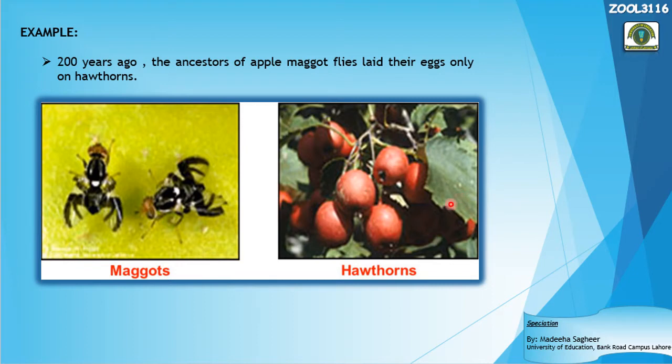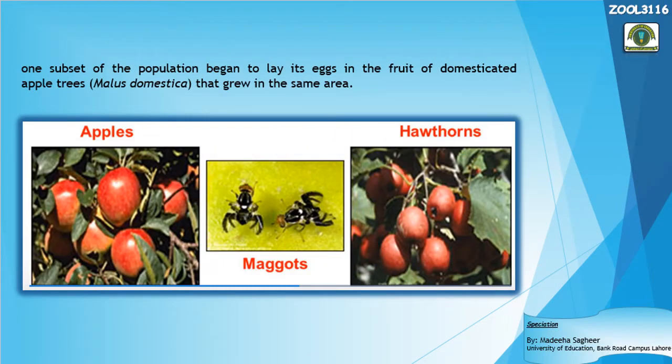These are the berries, right? Small fruit of the plant. Now, what happened with the passage of time? One subset, a small population of apple maggot flies, started laying their eggs on apple trees. These are the apple trees, these are the hawthorn, and these are the maggot flies. So, a small subset of the population started laying their eggs on the apple trees instead of the hawthorns.